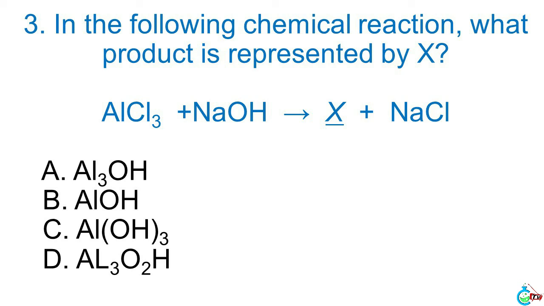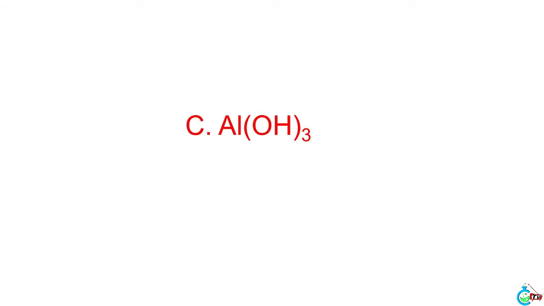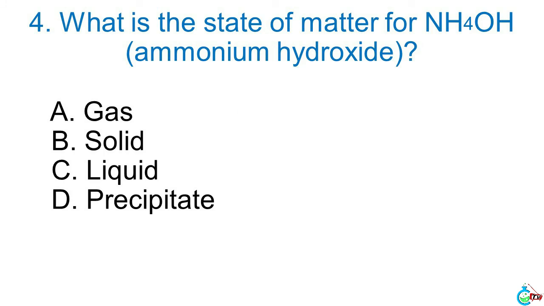3. In the following chemical reaction, what product is represented by X? AlCl3 plus 3NaOH yields X plus 3NaCl. C. Al(OH)3. 4. What is the state of matter for NH4OH, ammonium hydroxide?